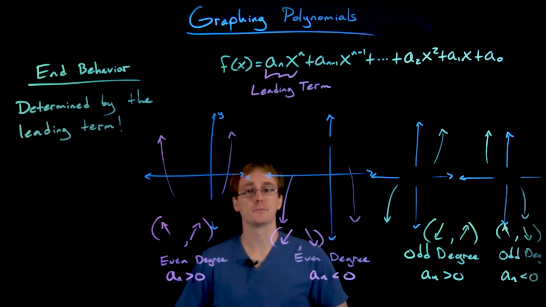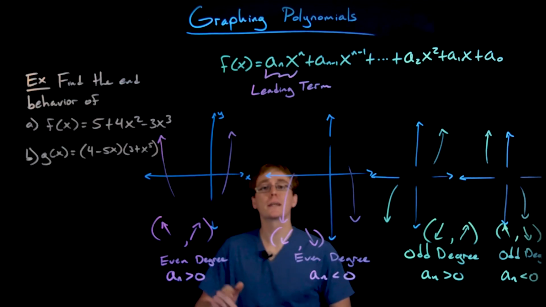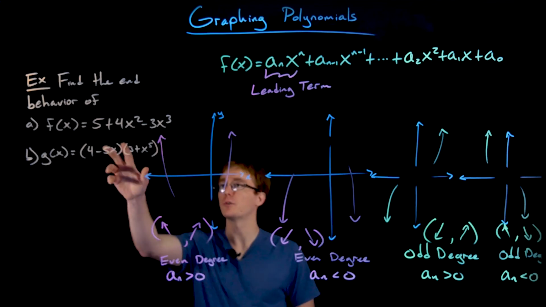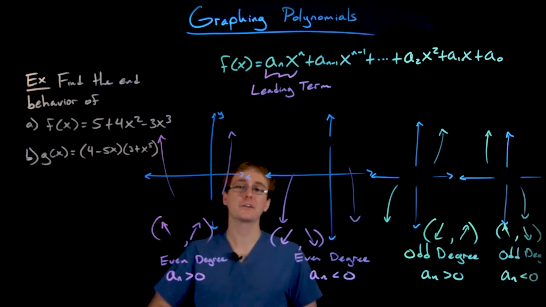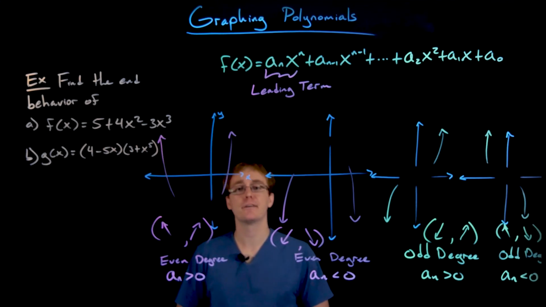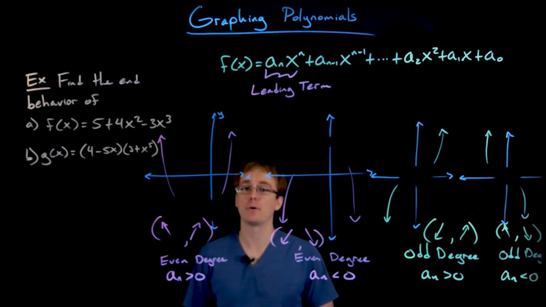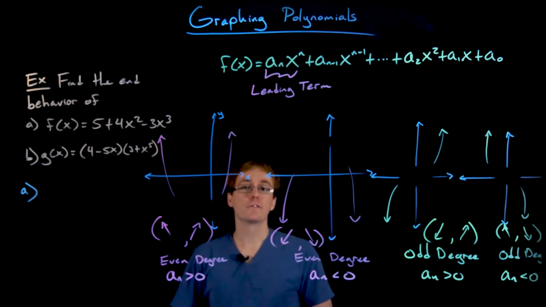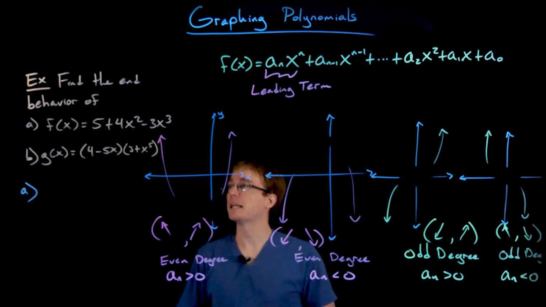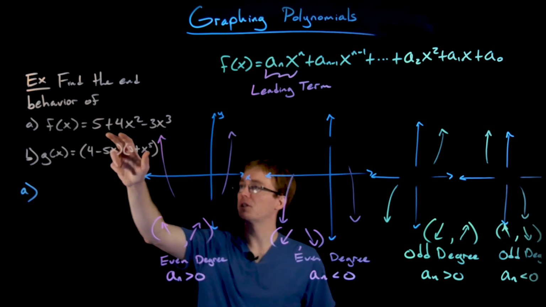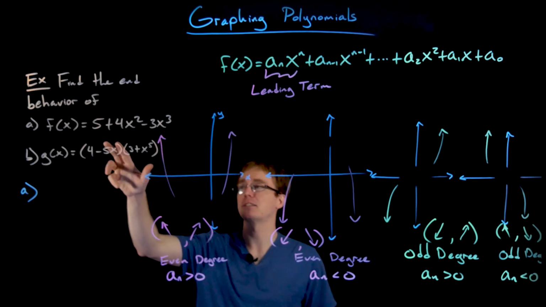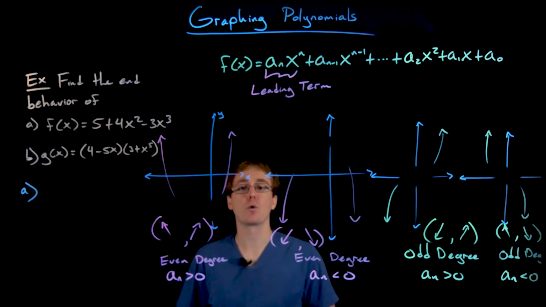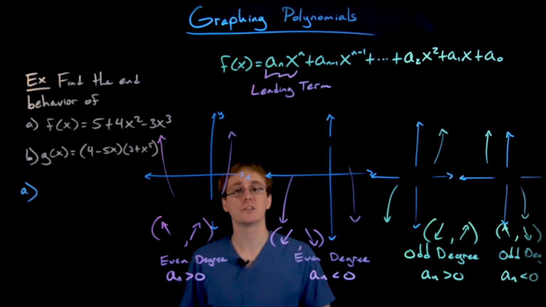Welcome back, everyone. I want to do a quick example of looking at some polynomial functions in either expanded or factored form and very quickly identifying the end behavior of that polynomial function. So the first function that we are trying to find the end behavior of is this polynomial function f of x here in part A. It's defined as 5 plus 4x squared minus 3x cubed.